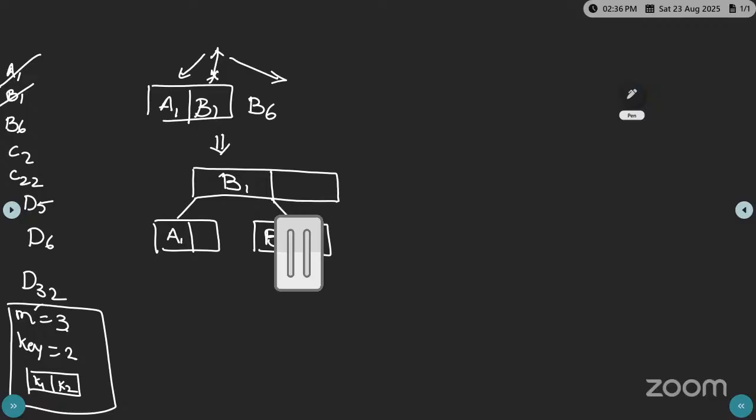Okay, then go for C2. C2 is not inserted in the root node, always not inserted in the root node. Go to the next level after the root node. C2 here, yes, correct, available space.